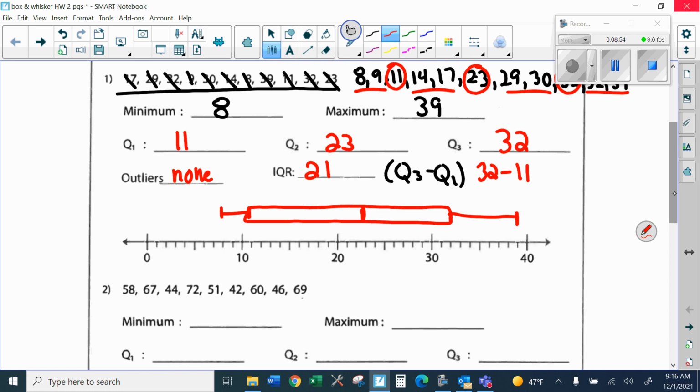Okay. And so on the DCAS, they could also already give you the box and whisker itself, and they expect you to interpret and use it. So remember, I have 25% of the numbers here, 25% here, 25% here, and 25% here, for a total of 100%. Now you don't have to put that in there. I just want you to know that. And that would have been at 11 right there.